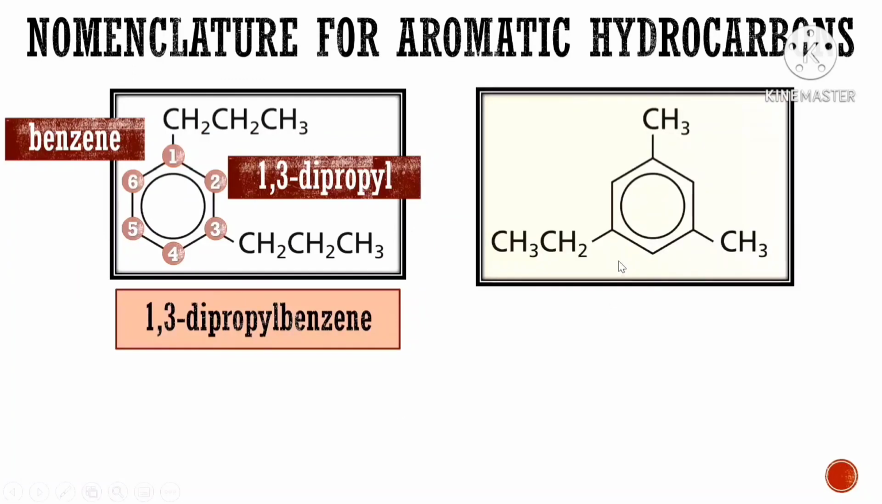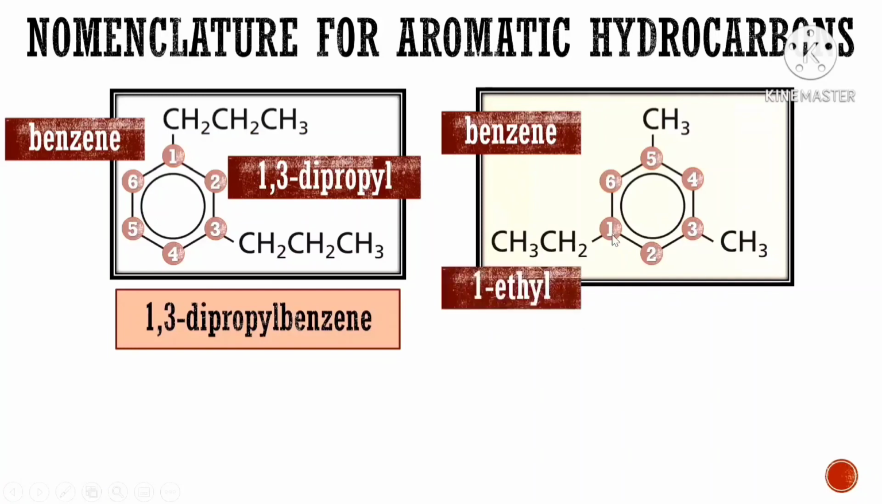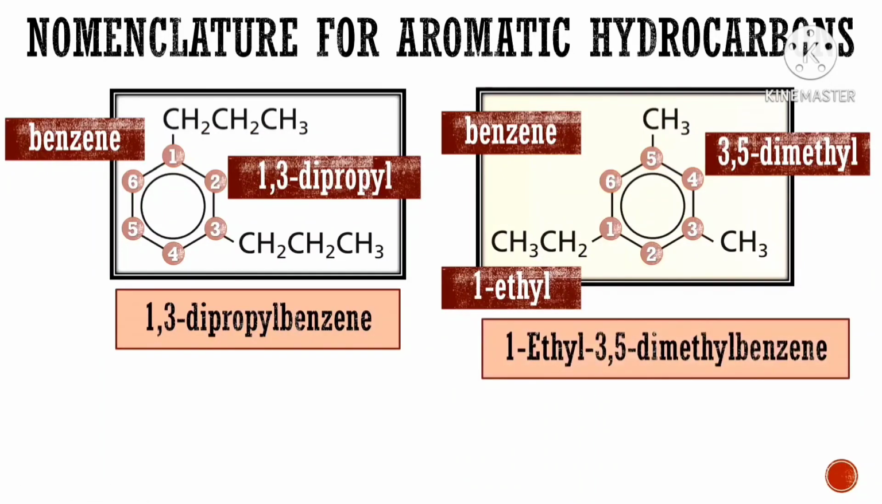For this molecule, let's try to number it. So we start from here. Again, the parent name should always be benzene. At carbon number 1, we have an ethyl group. We have two methyl groups at carbon number 3 and 5. So the name is 1-ethyl-3,5-dimethylbenzene.